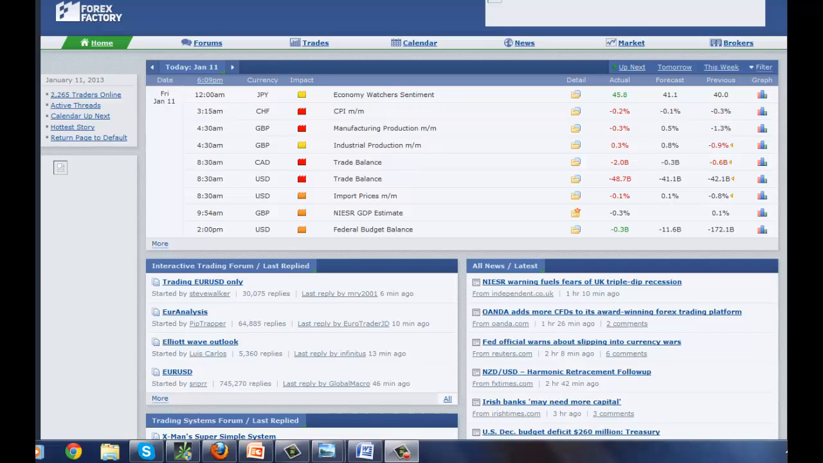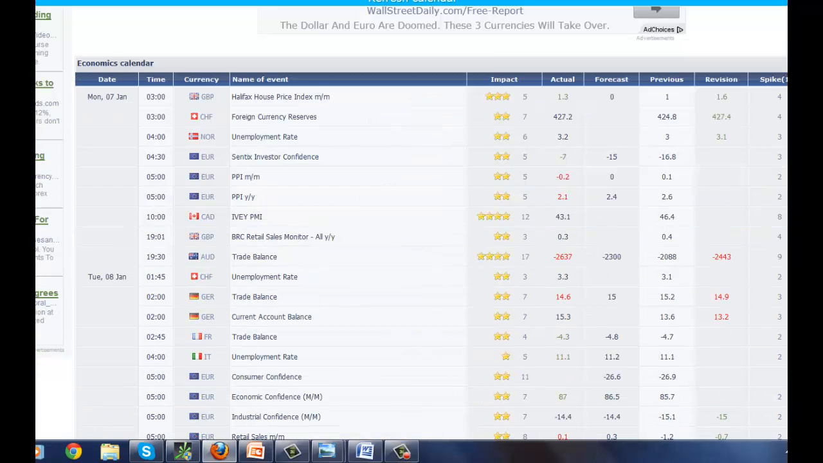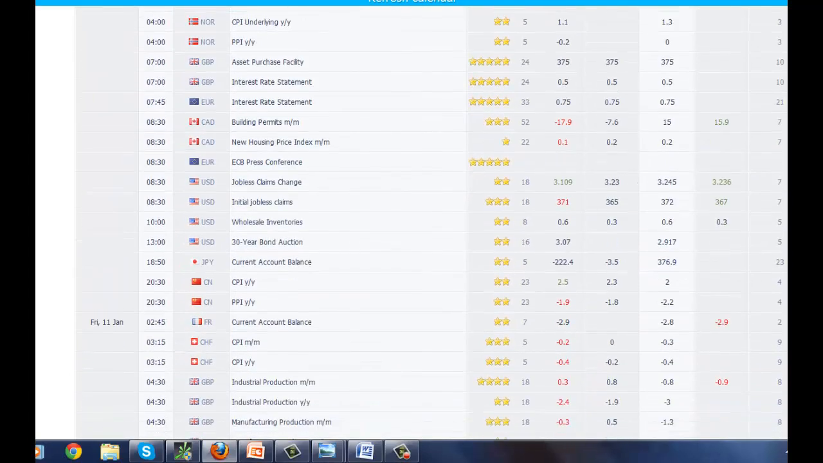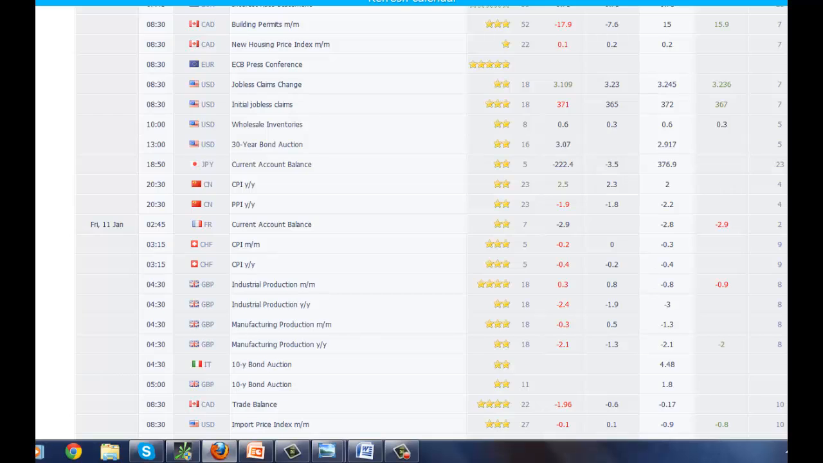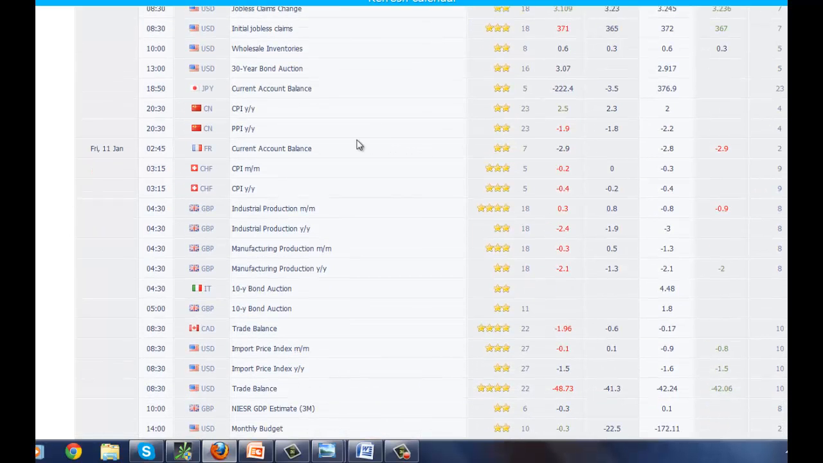Now I want to take a look at another calendar here, just to compare some results. I always like to look at more than one calendar, as sometimes one can have a different number than the other. And in fact, in this particular case, here we have a forecast on this calendar of 0 and an actual of a negative 0.2%.